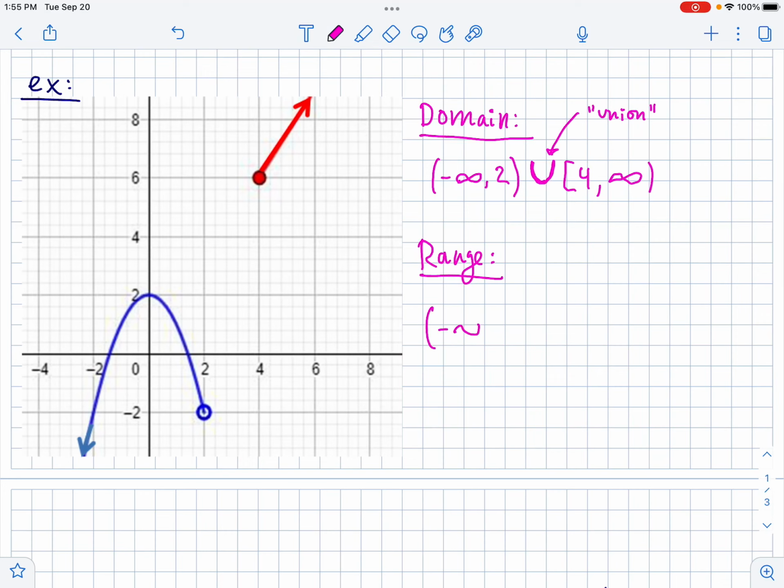So the range goes from negative infinity all the way up to 2, and it includes 2 because it touches right here on 2. Then we're going to unionize the next section where it starts at 6, includes 6, and goes all the way up to infinity. Yeah, that's how you do that.